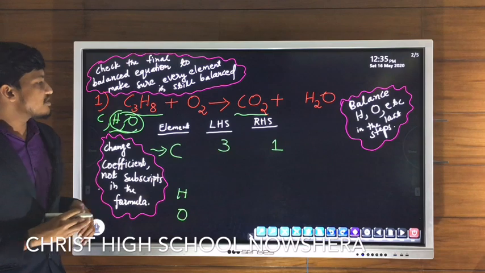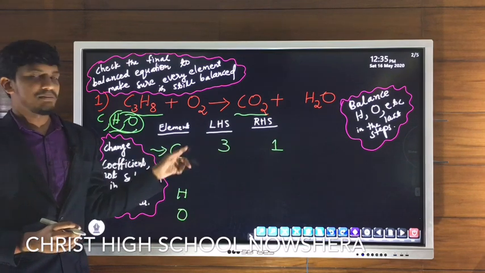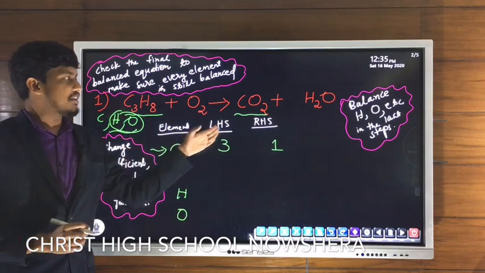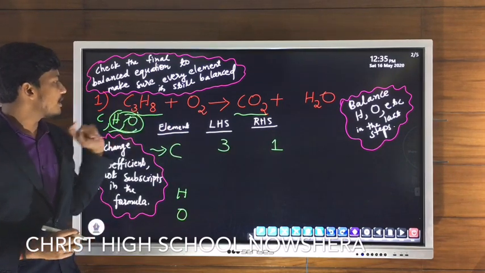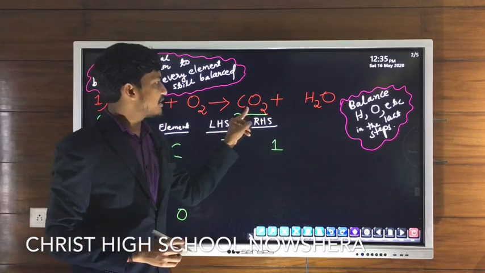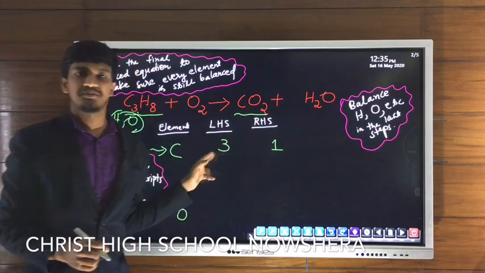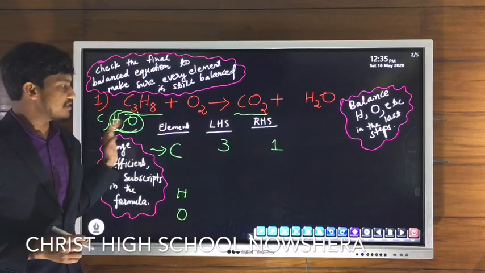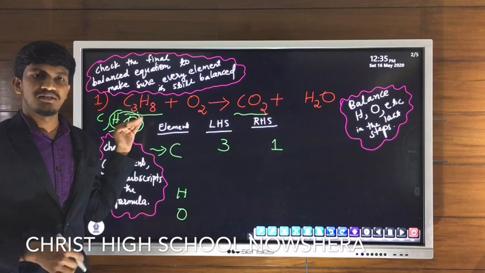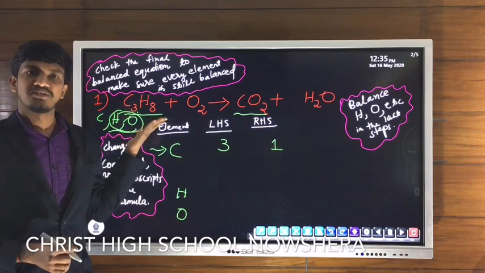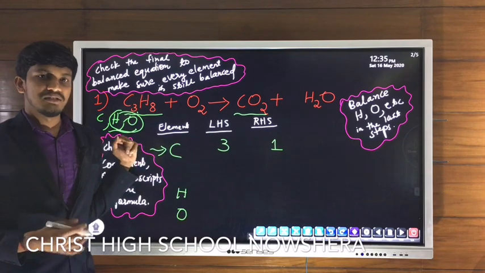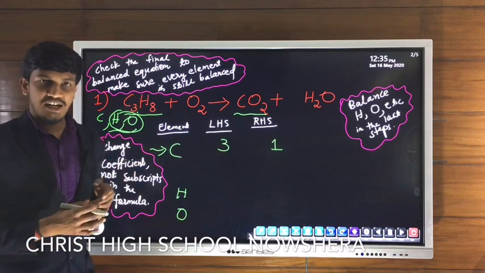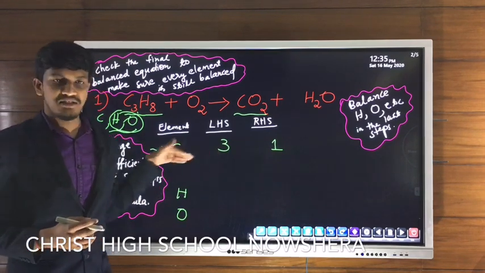Now we can see that the number of carbon atoms is not equal on the reactant and product side. On the reactant side, how many carbon atoms? 3 carbon atoms. But on the product side, how many carbon atoms? 1 carbon atom. So not equal. That means it is an unbalanced equation or skeletal equation, because there is no equal number of atoms. Now what do we have to do? We are going to balance this equation. That means we have to equalize the number of atoms.